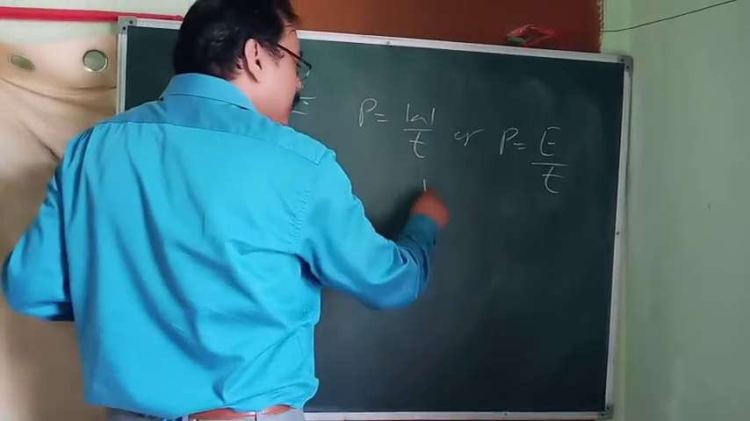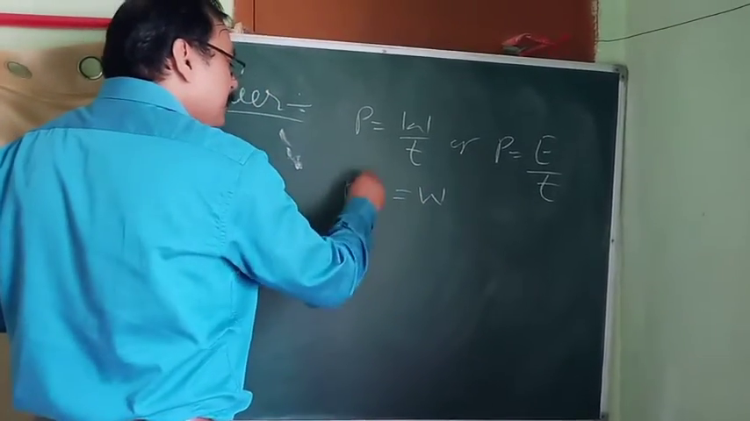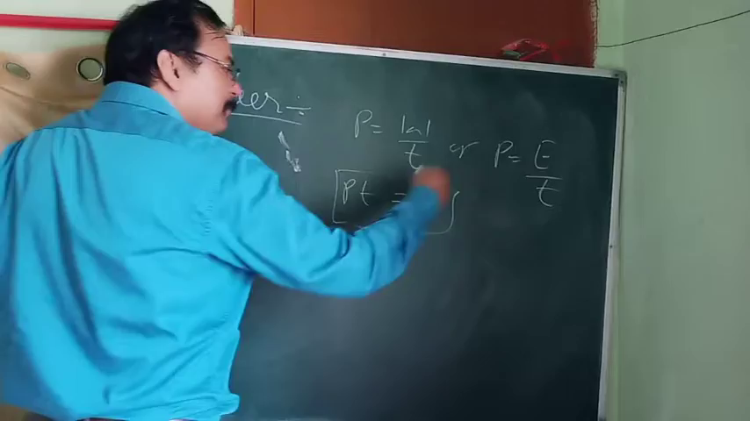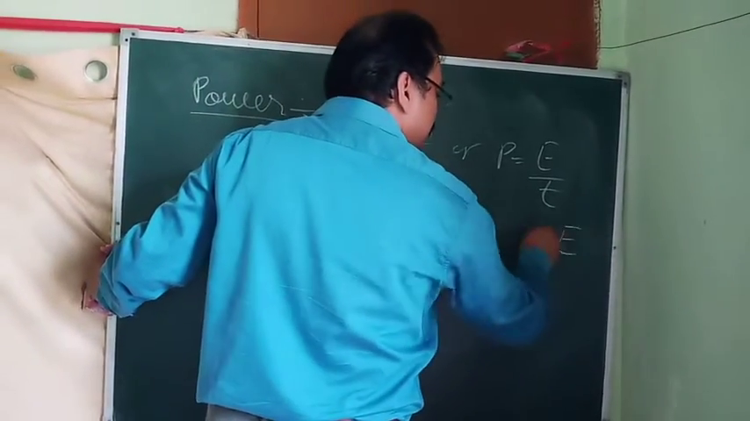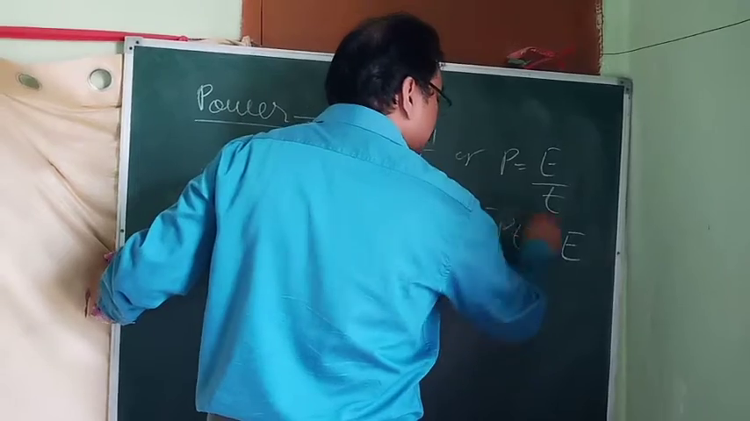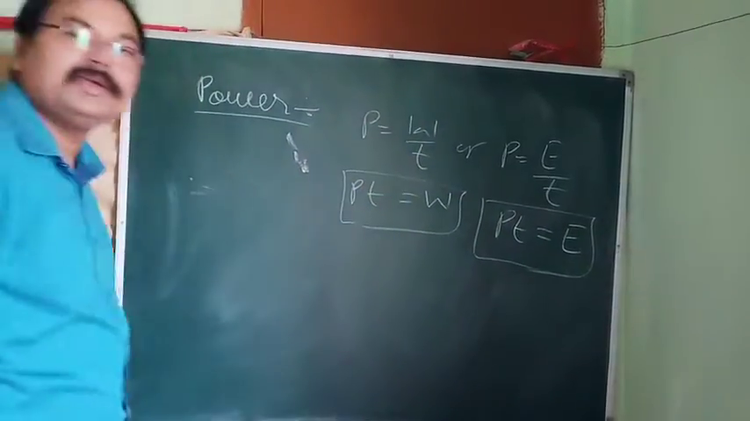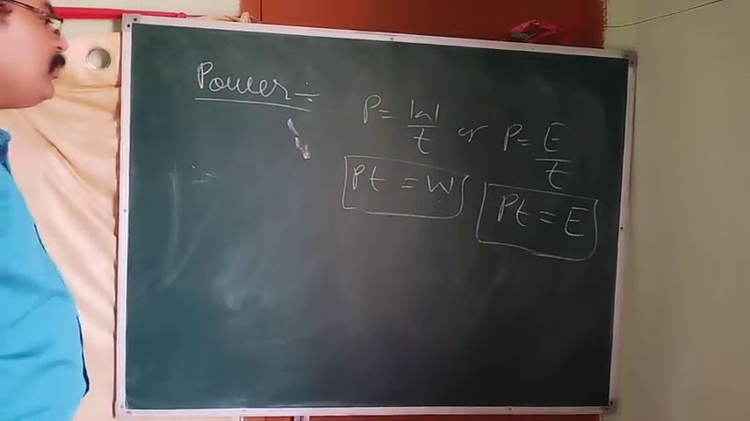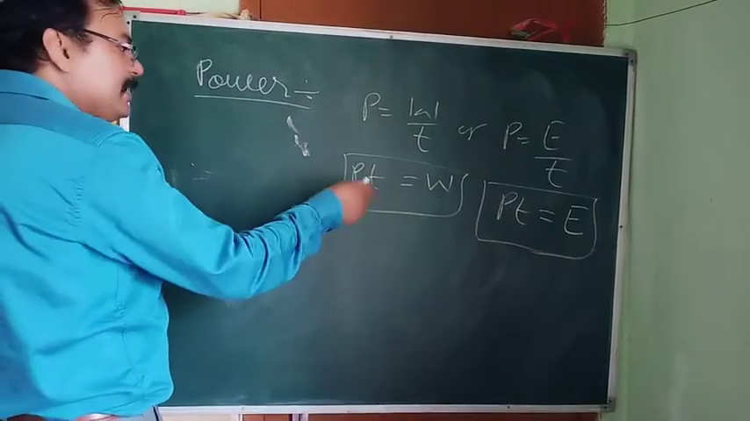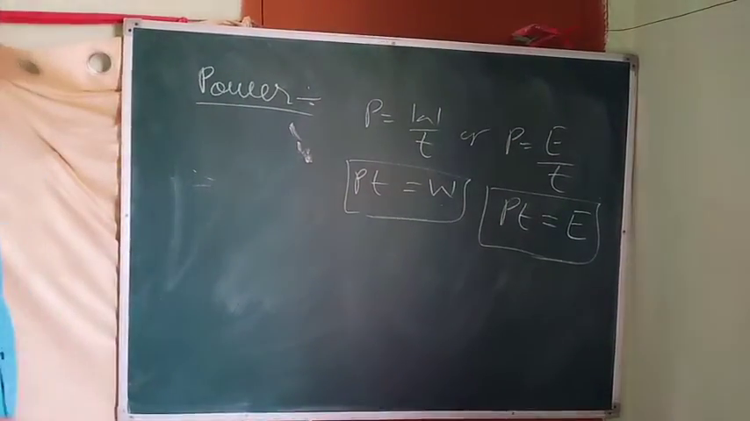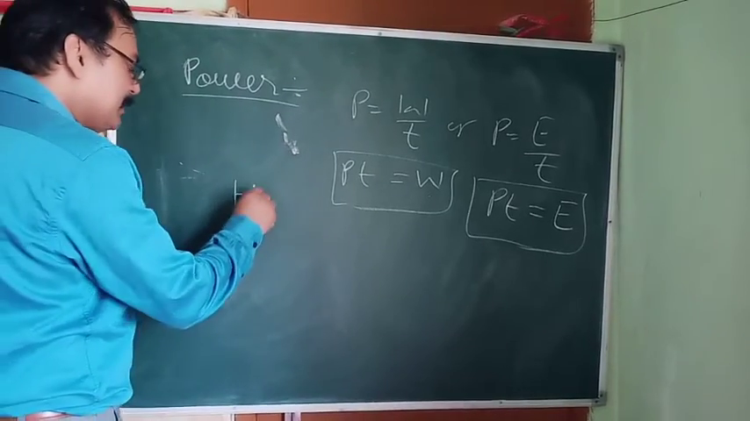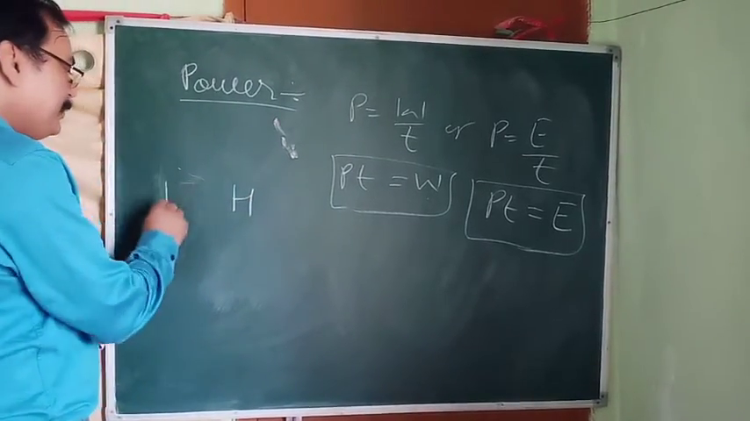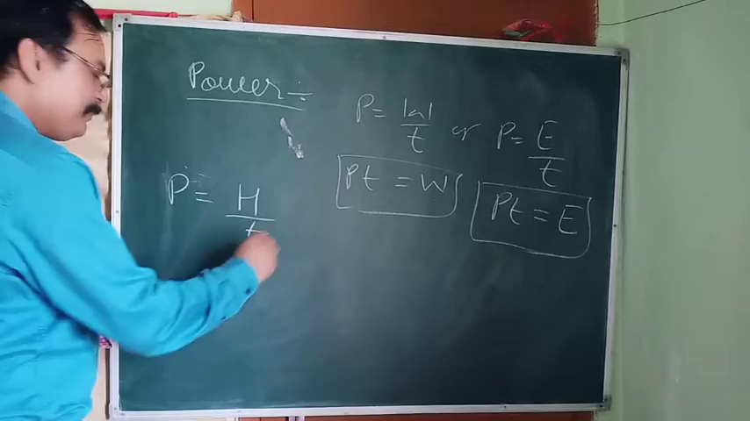Also you can find out work from here if you know the power into time. But here we don't require work more, we require energy more. So power into time is energy. Now see, in the context of electricity, we have found out the heat energies. So we know that we can write here P is equals to H by T.